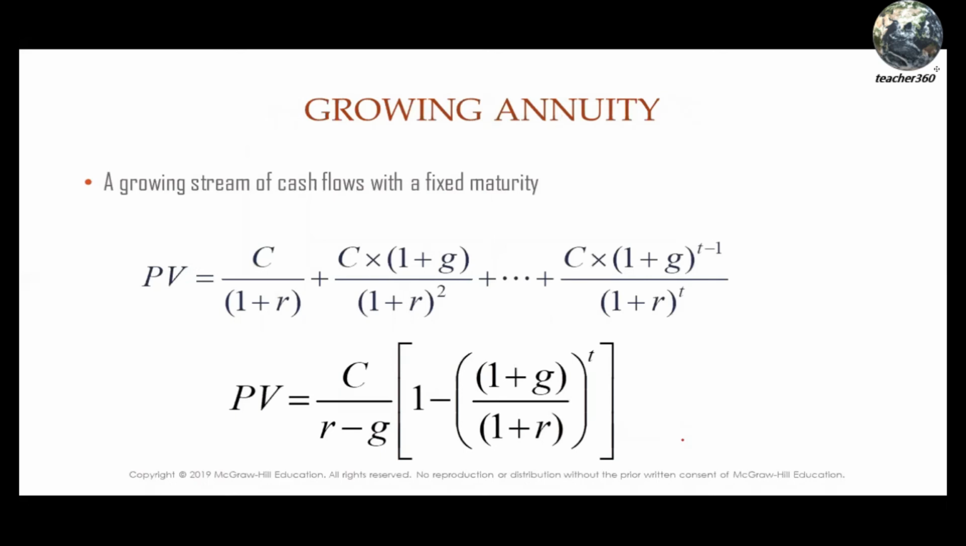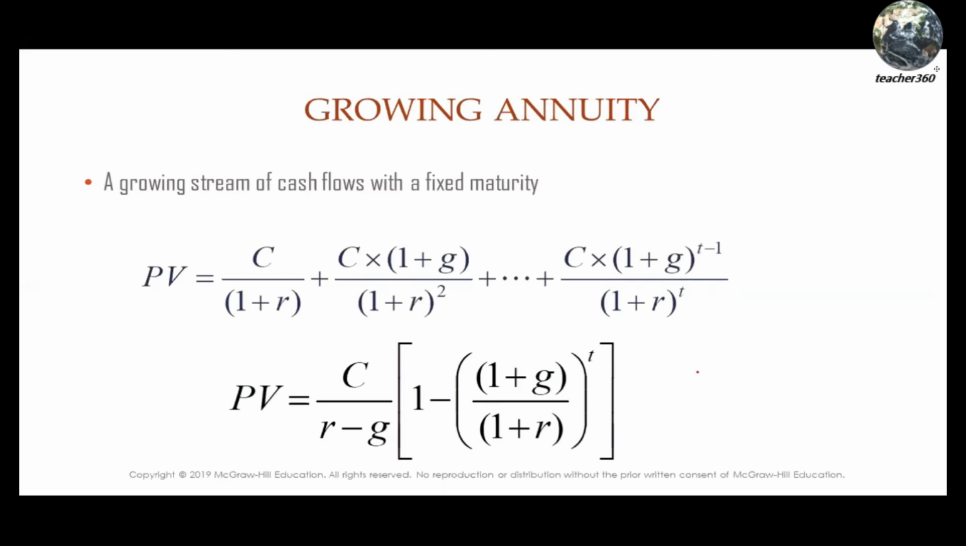Growing annuity. A growing annuity is a growing stream of cash flows with a fixed maturity. Suppose you are entitled to get $1,000 from your savings account for 10 years. After 5 years, your interest rate increased to 5%. And here your growth is 5%. So we can learn it through the formula and another example.